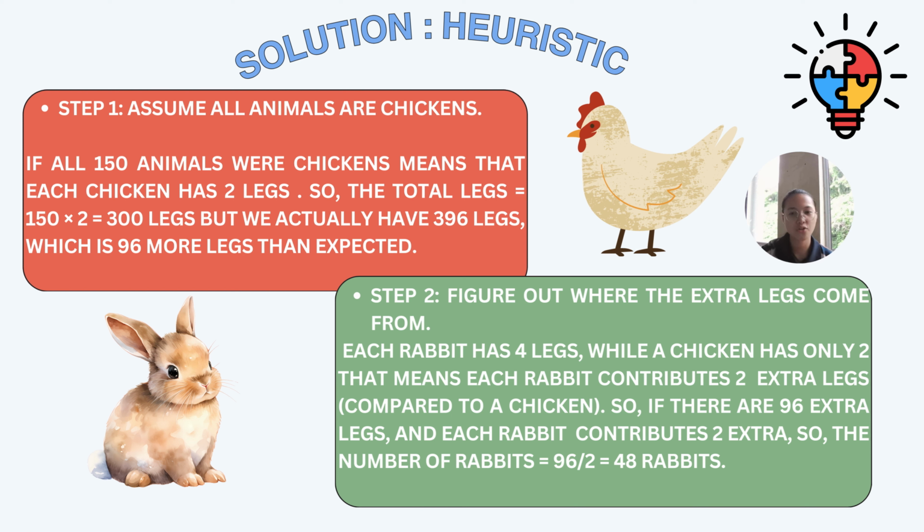That means each rabbit contributes two extra legs compared to a chicken. So if there are 96 extra legs and each rabbit contributes two extra, the number of rabbits, 96 divided by 2, will be 48 rabbits. So it's logic, right? We know that a chicken has two legs and a rabbit has four legs. So the extra must come from the rabbits.